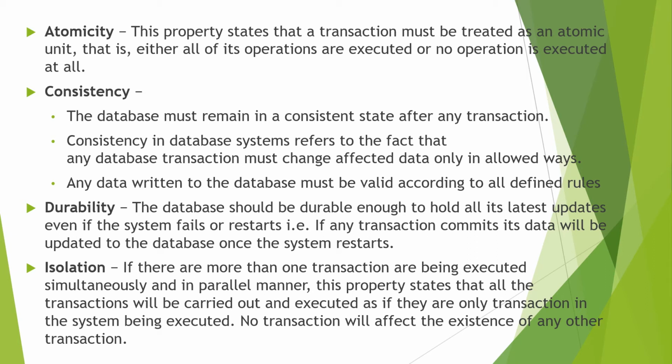Now the next and last property is isolation. If more than one transaction is being executed simultaneously and in parallel, this property states that all the transactions will be carried out and executed as if they were the only transaction in the system being executed.